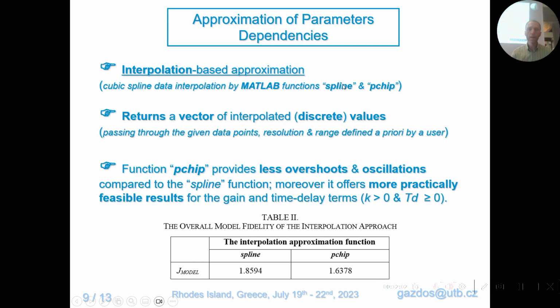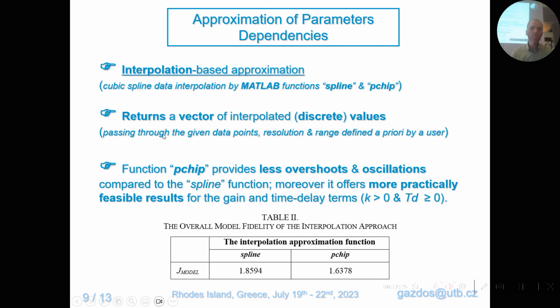The polynomial approach discussed on the last screen gives you a function. In fact, it gives you a polynomial continuous function which you can use for calculation of the output for every given input. In this case, when we use this interpolation-based approximation, it gives you a vector of discrete values. It will not give you a continuous function, but you can choose the resolution and the range of the vector as you like, so it's not a problem.